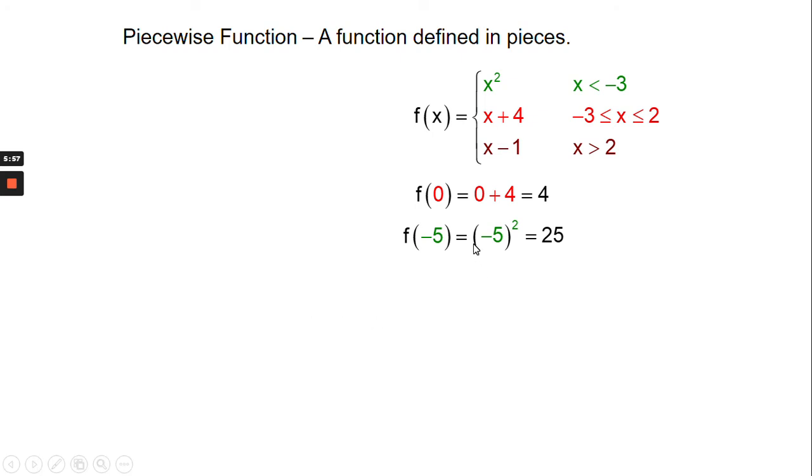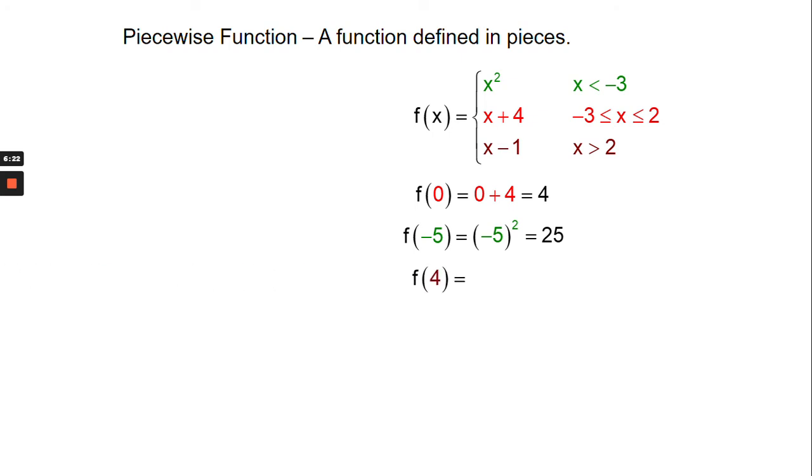And always use parentheses in the calculator. If you don't use parentheses, you're going to get the wrong number. So use parentheses. Negative 5 squared is 25.